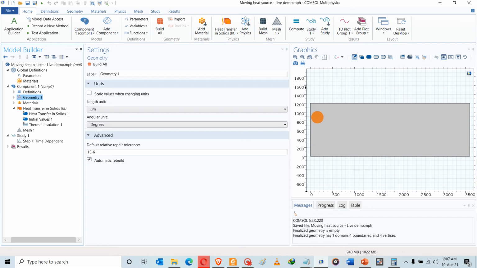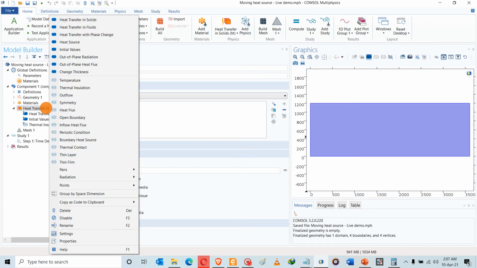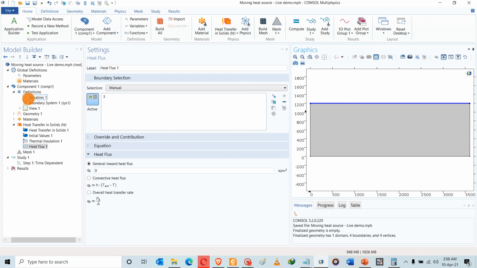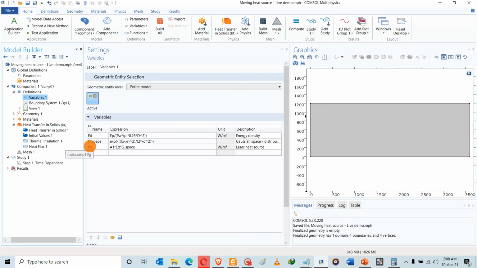So, and also we have radiation losses right here, the surface, and there on the side as well, if the temperature is high enough. So, right-clicking on heat transfer, we add a heat flux, and we select the top surface, and the heat flux is exactly this Gaussian laser pulse, PG, which is a laser heat source.